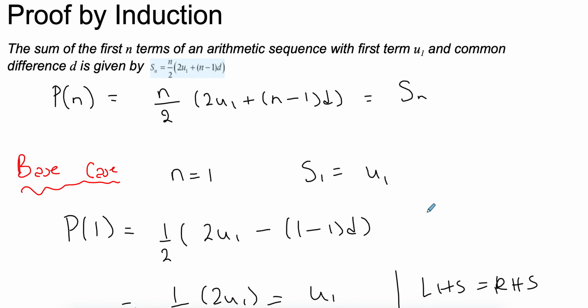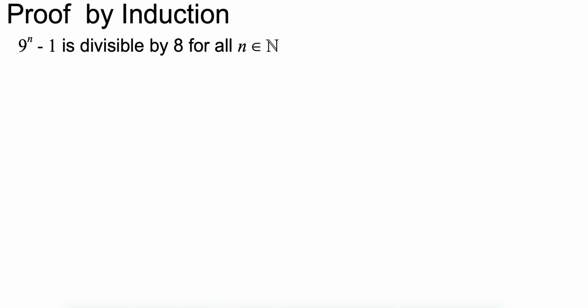There is one more example I'm going to go to. I know the video is spanning a bit long, but it's the length of proof by induction. So this is slightly different because there's no assumption like the sum of integers or anything. So if I want to show that 9 to the power of n minus 1 is divisible by 8 for all n in the integers.